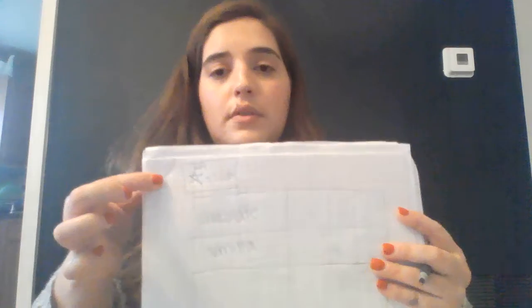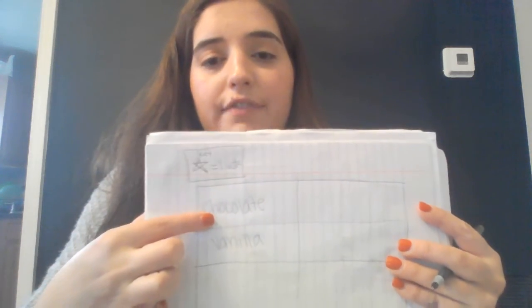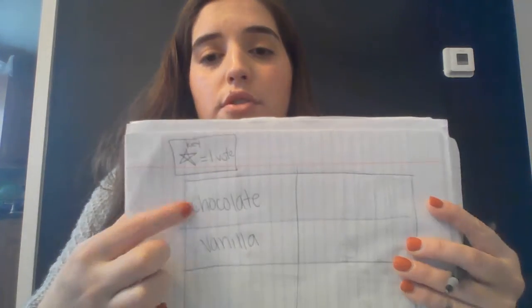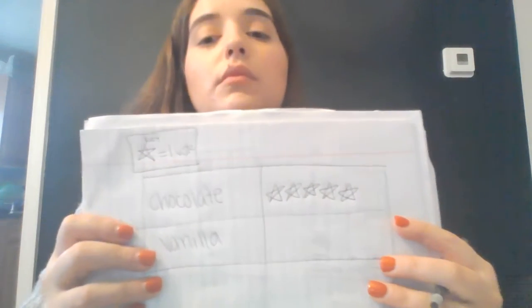So if I'm looking at my tally chart that I made when I asked people, chocolate has 5 tallies. So off to the side, I'm going to make my key. And maybe I'll do a star equals 1 vote. Does that make sense? And so if I have 5 people that voted for chocolate, I would do 5 stars. Like that. Okay, so that's what you're going to do today.